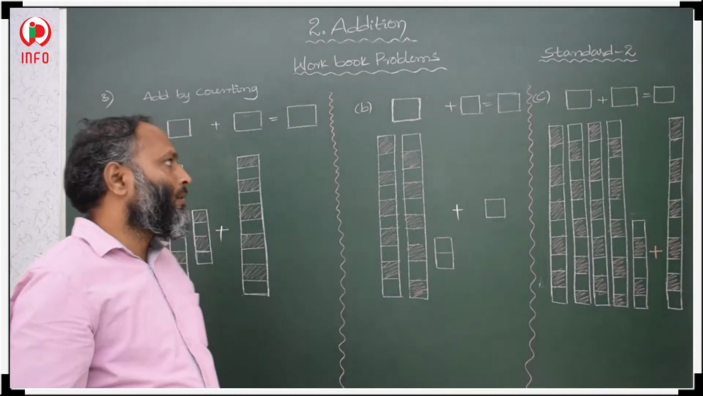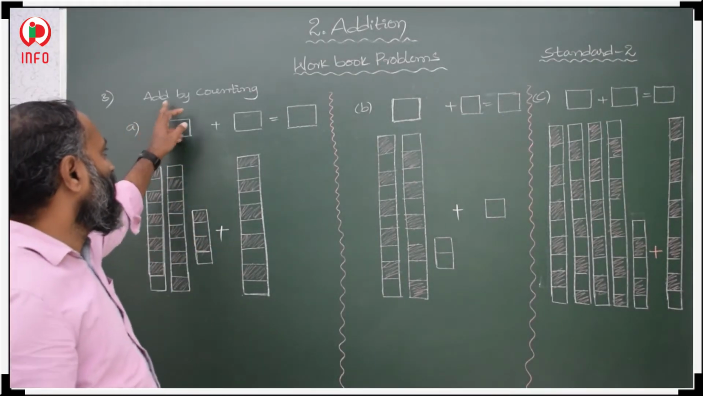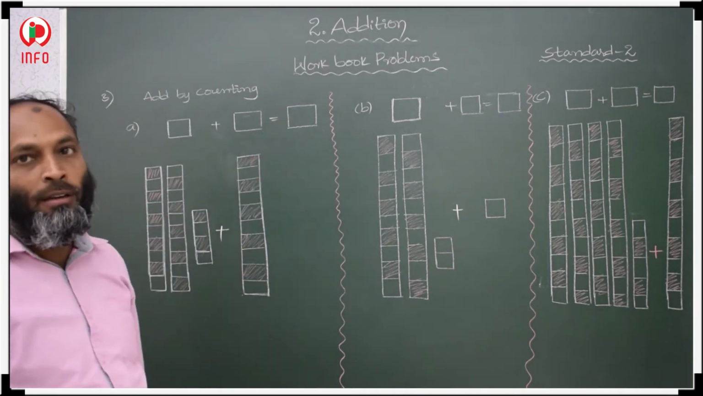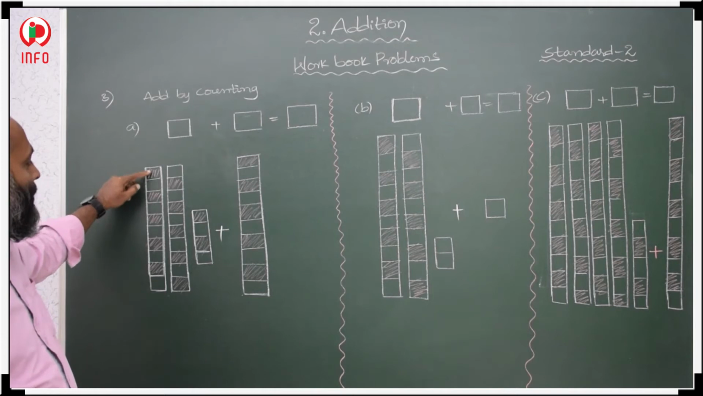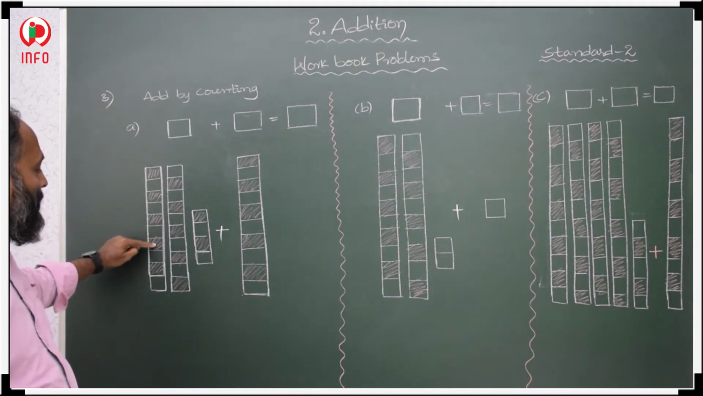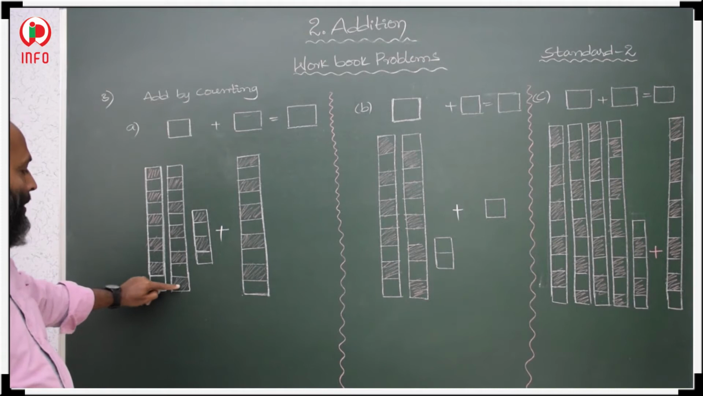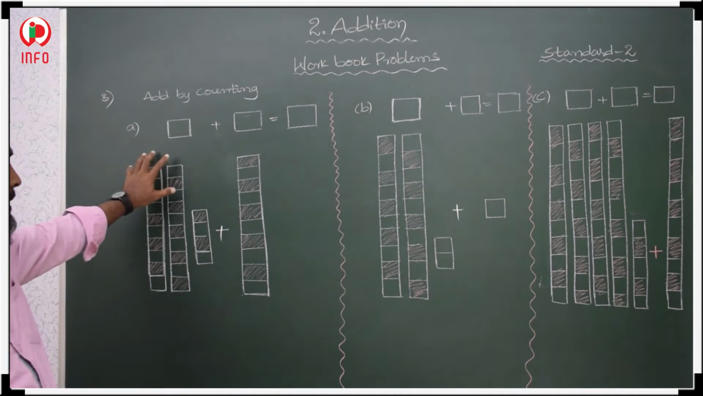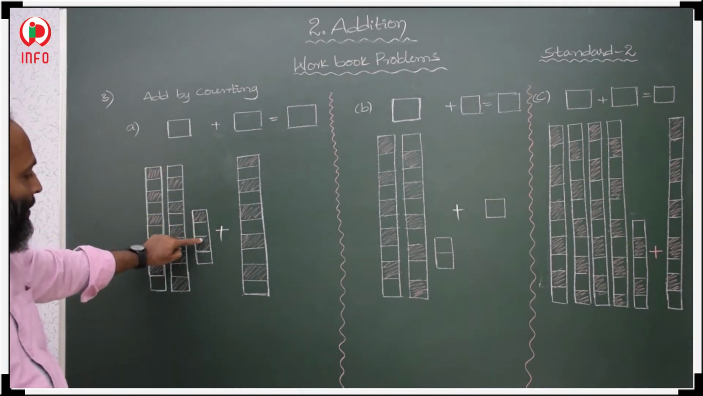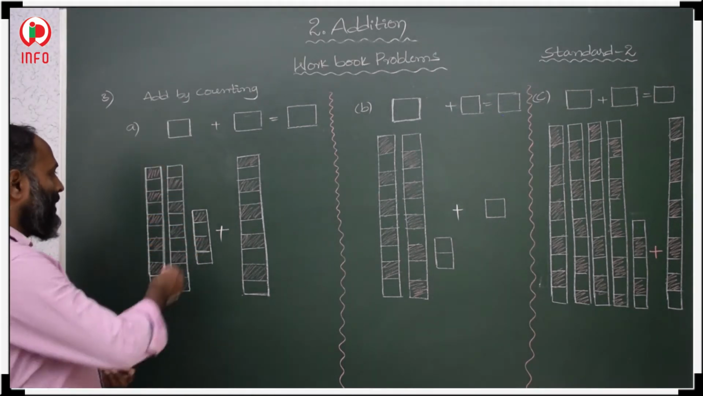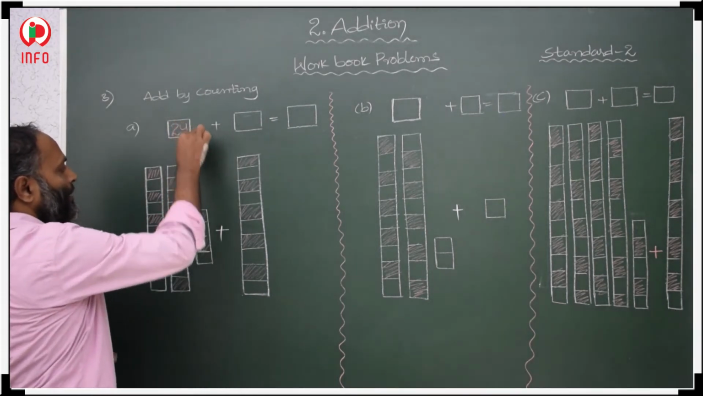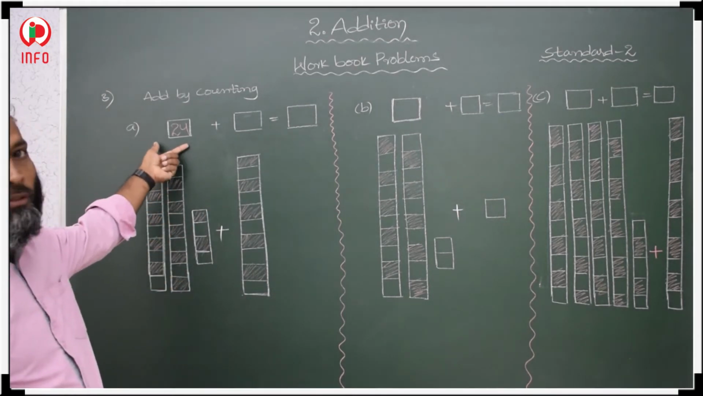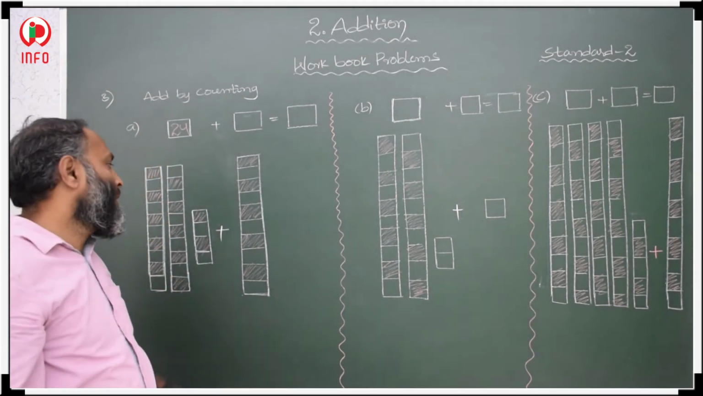Okay. Now the next question is add by counting. So first we have to count and add and write. First you count here: 1, 2, 3, 4, 5, 6, 7, 8, 9, 10, 11, 12, 13, 14, 15, 16, 17, 18, 19, 20, 21, 22, 23, 24. Total how many? 24. So this first set consists of 24 boxes.